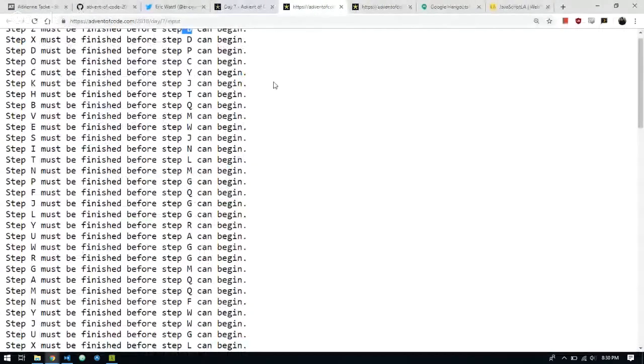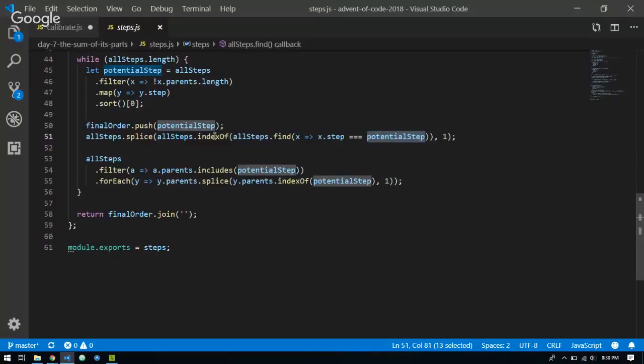Out of here, where I've condensed it down into the parent and child relationships, out of this is considered my all steps. This is where everything is. It's out of order. Well, it's in the order I received it in. And from here, I'm plucking it out at whatever position it was in. So the index of, find the potential step. So potential step is the one I'm working on.